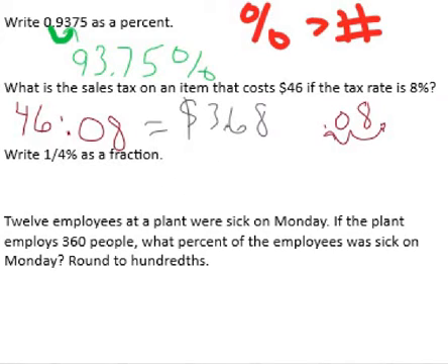Write 1/4 of a percent as a fraction. Well, 1/4 of a percent, that sounds a little kind of tricky because we got a fraction. To change it to a number, we would divide it by 100. So we take 1/4 and we divide it by 100.